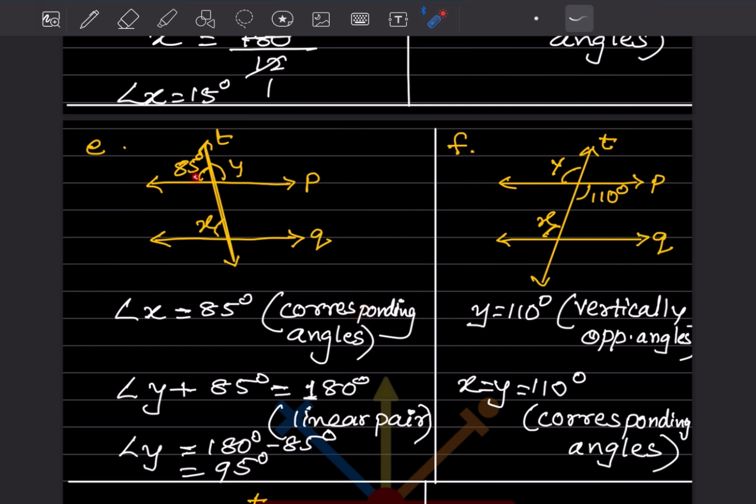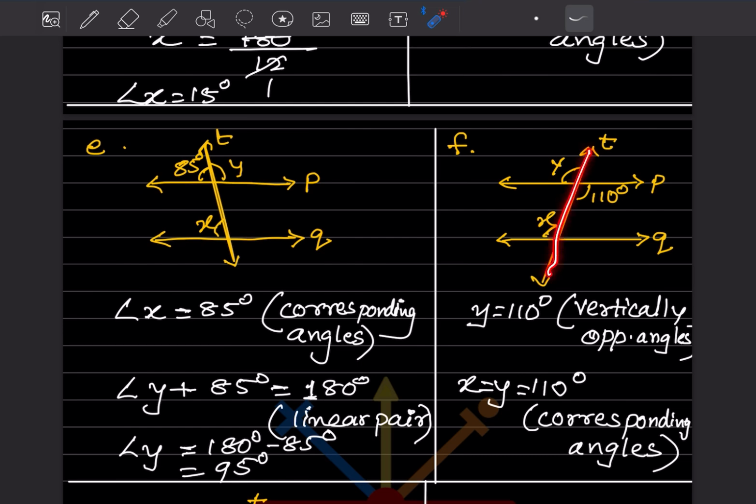Now we can do one thing. We can just take 85 and this together. This is the transversal, so this will be the linear pair. So angle y plus 85 degrees is 180 degrees. So angle y will be 180 degrees, and this plus 85 will go on the other side, that will be minus 85. So angle y will be 95 degrees.